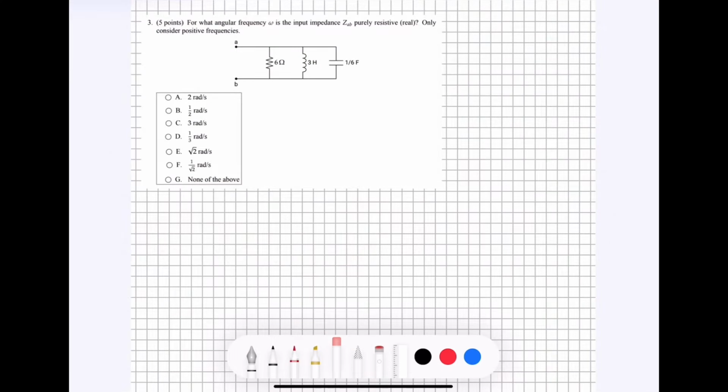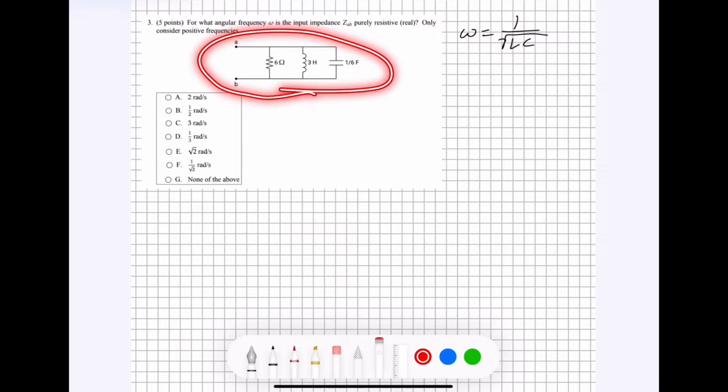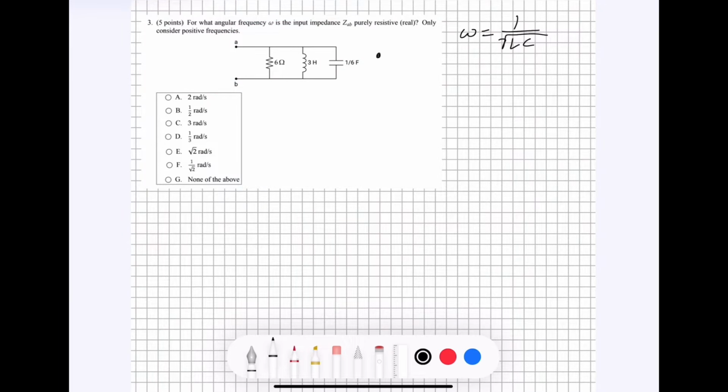Question number 3 asks, for what angular frequency omega is the input impedance purely resistive or real? Only consider positive frequencies. So the equation that we want to remember for this type of problem is going to be omega is equal to 1 over the square root of L times C. And this equation is going to apply anytime we have an RLC circuit that looks like this, but it's also going to apply anytime we have a circuit that looks something like this.